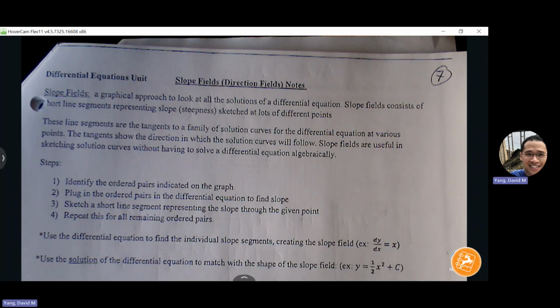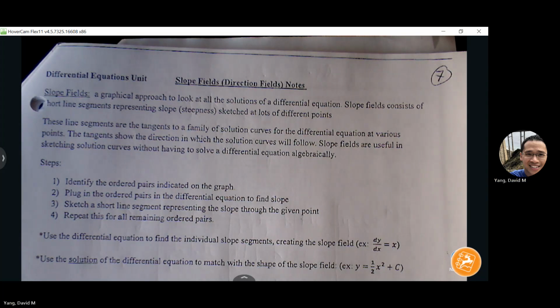Okay. Slope fields consist of short line segments representing the steepness sketched across a lot of different points. These line segments are the tangents to a family of solution curves for the differential equation at the various points. The tangents show the direction that the solution curve will follow. Slope fields are useful in sketching solution curves without having to solve the differential equation algebraically, or where the differential equations do not have an algebraic solution. We can still get a picture of the solution.